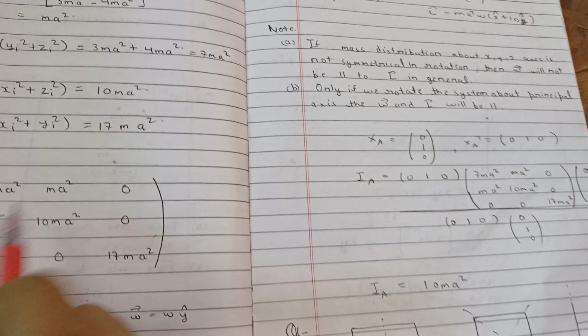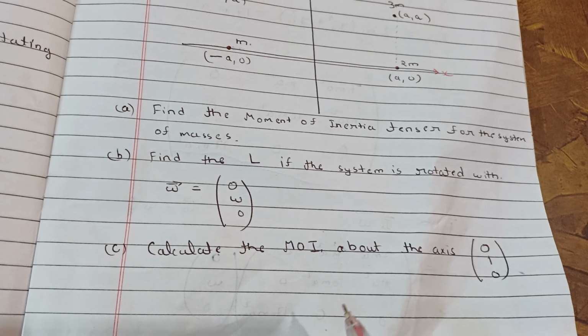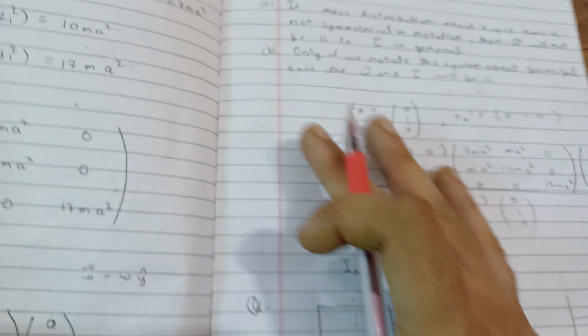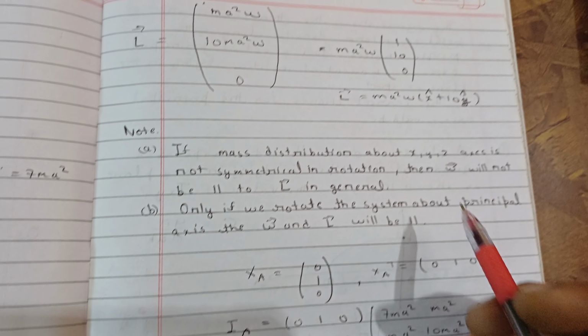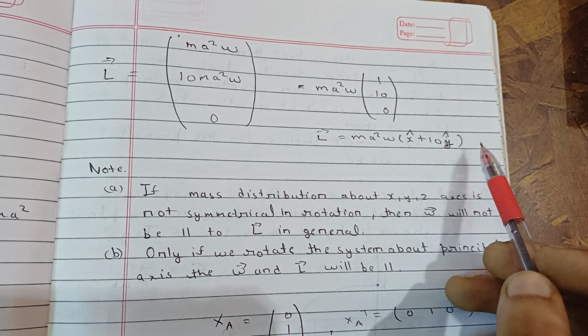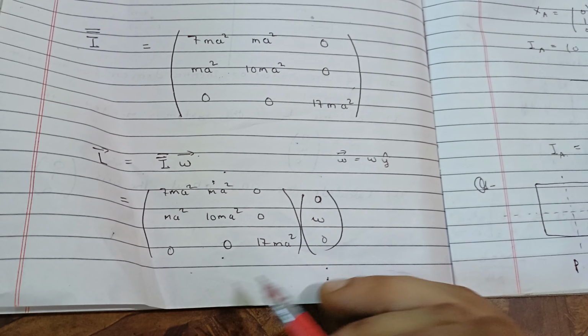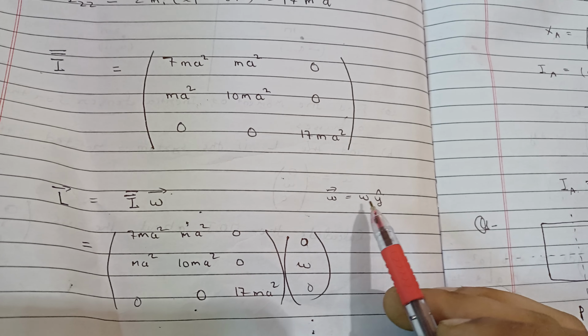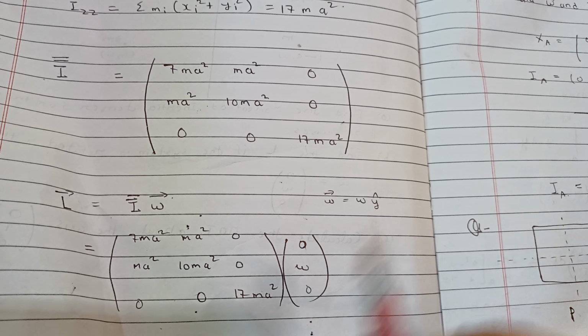Now there is one more question. Calculate the moment of inertia about the axis. So a particular axis is given and we need to find the moment of inertia. Before solving this, write these 2 points. Because here you can see that we are getting the direction for angular momentum as x cap, y cap, and the direction for omega was only omega y cap.